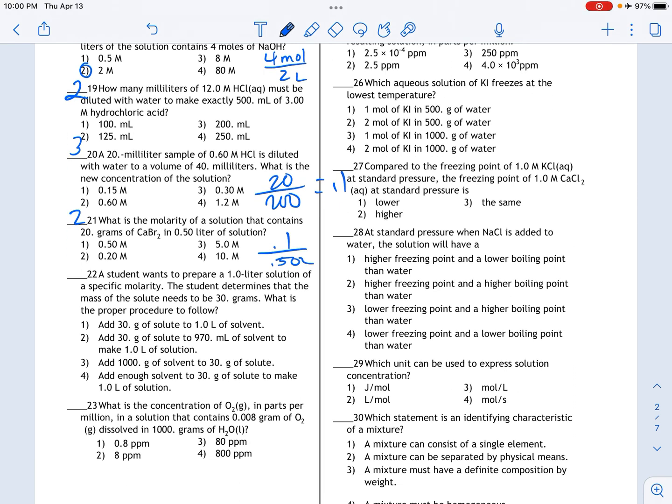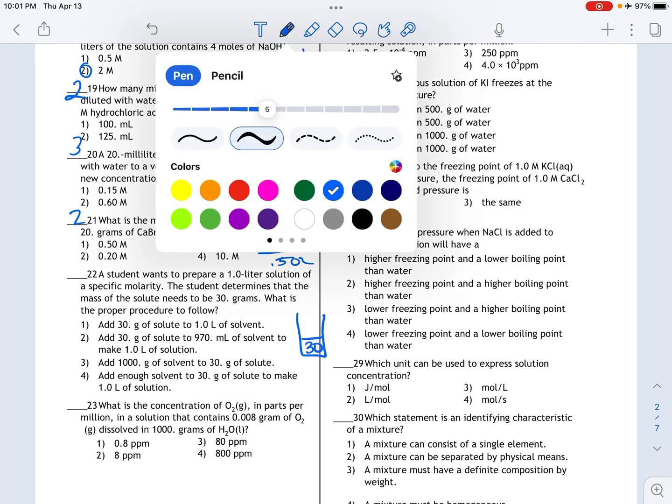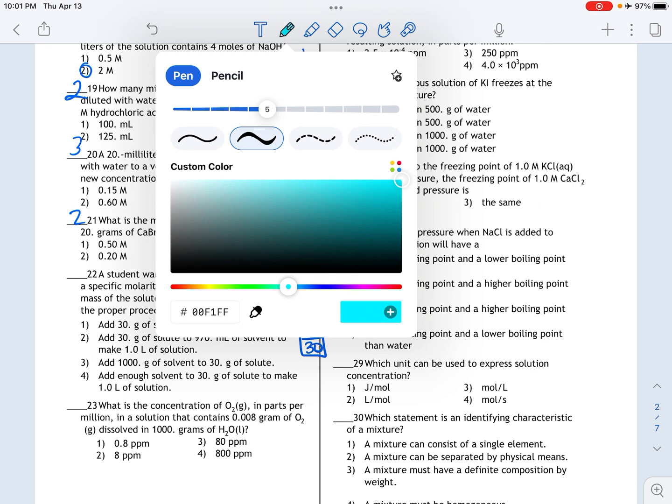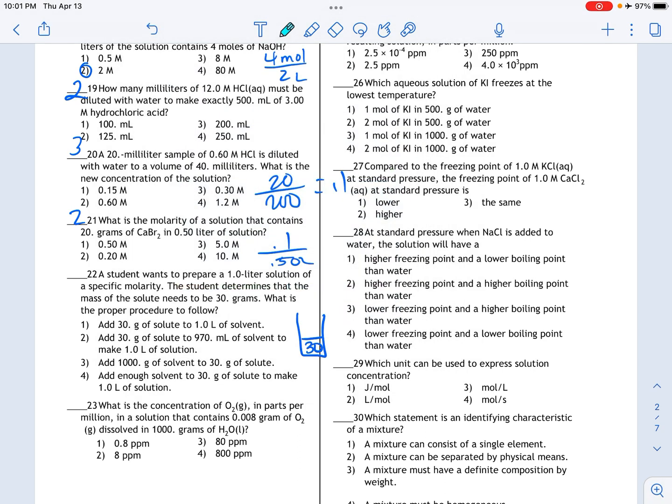A student wants to prepare a 1 liter solution of a specific molarity. You determine that the mass of the solute needs to be 30 grams. What is the procedure? This is just what we did in the Kool-Aid lab. So the solute needs to go in first. So 30 grams would go in first. And I wanted a different color blue. That's a good blue. Then if I wanted to make 1 liter, I fill it with water to the 1 liter line.